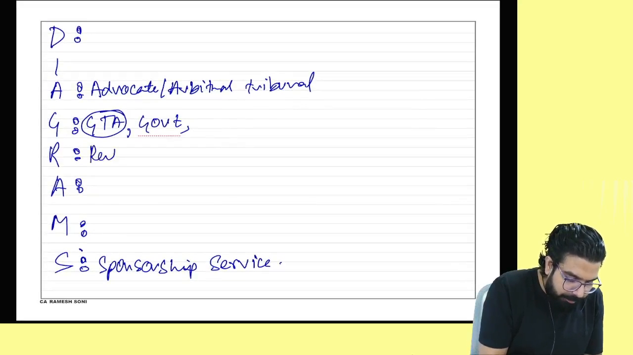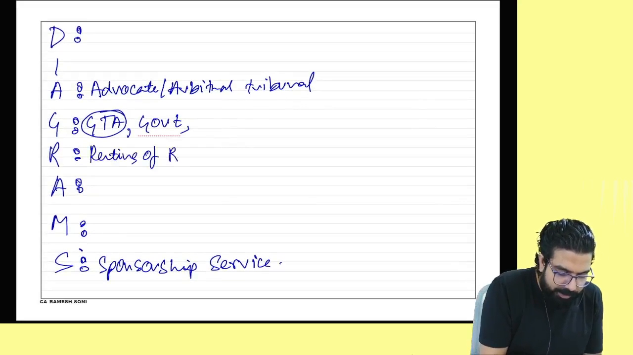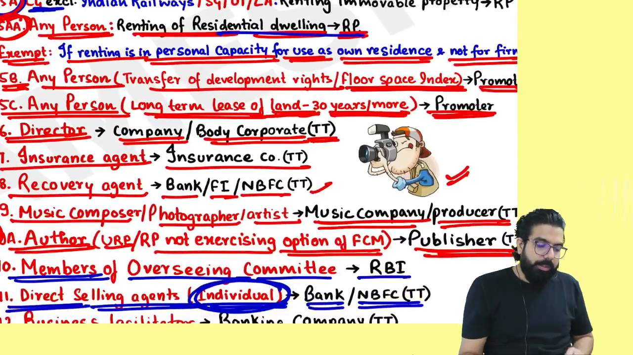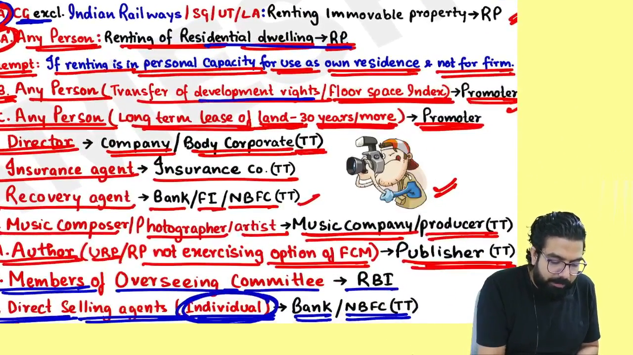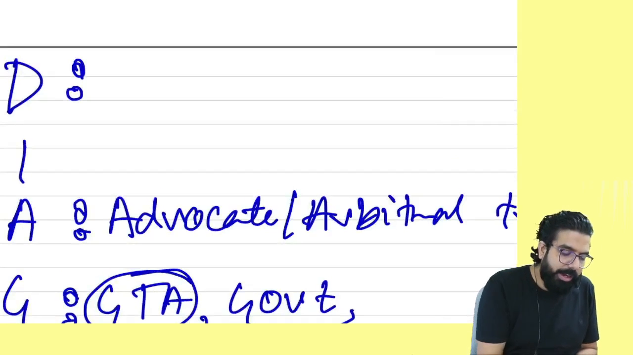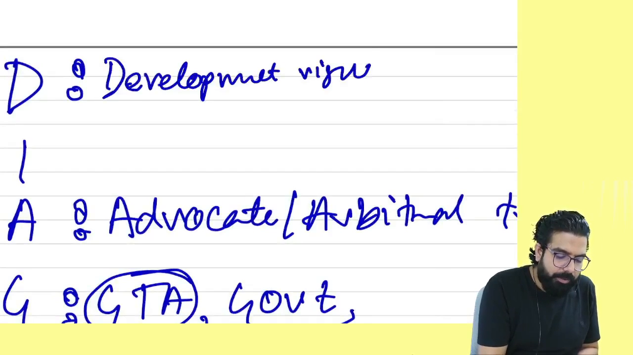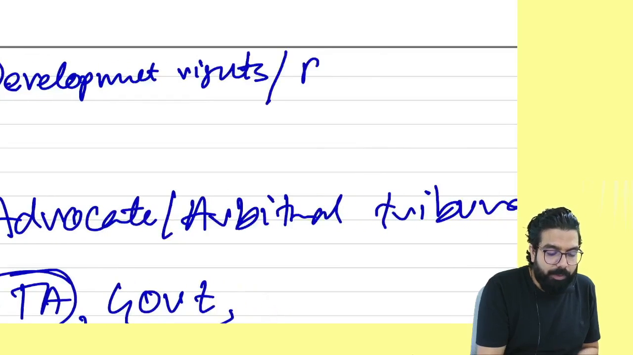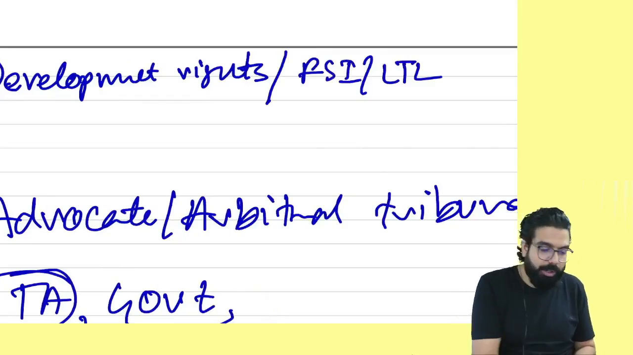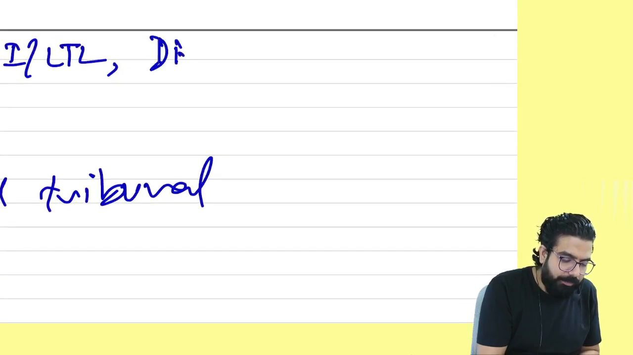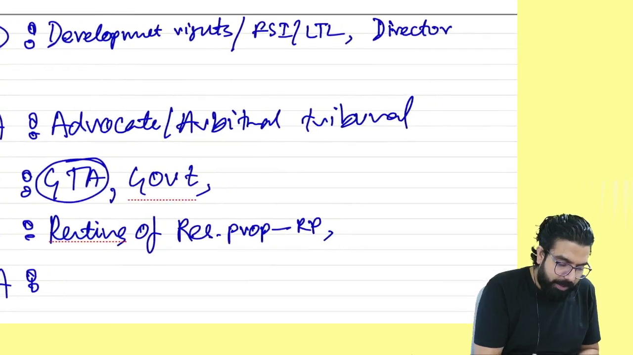Renting of residential property, to whom? Registered person. Then, after that, development rights. Can you see, everyone? You can write development rights over here. Along with this only you can remember floor space index or long-term lease when land is given. All three can be covered together. The next one over here is director. D for director. After that, insurance agent.